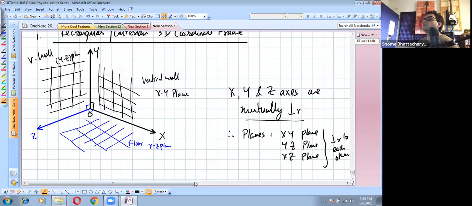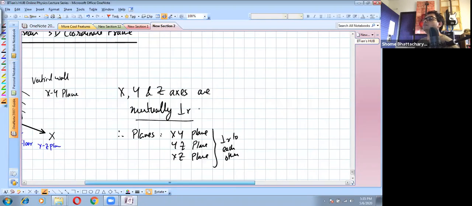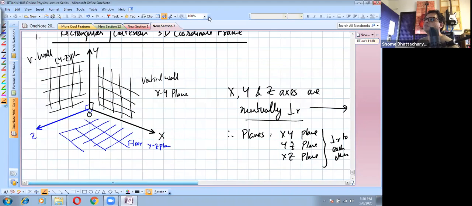So what we mean by this statement that these are mutually perpendicular means that x is perpendicular to y, x is also perpendicular to z, and y is also perpendicular to z. So any pair of axes are perpendicular to each other. That is what we mean by this.